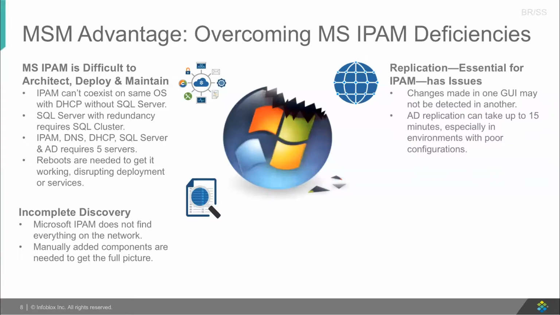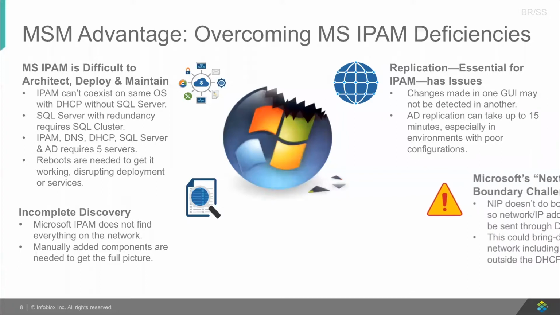That's pretty key for IPAM, right? Right, yeah, you really want that real time replication, so you have an always up to date view of the infrastructure and the IP space. What we've seen is sometimes in the Microsoft IPAM solution, when you make a change in one GUI in one environment, it may be a while before it shows up in another environment, or it may not be detected at all. And often AD replication can take up to 15 minutes, especially in environments with poor performance or poor configurations. Yeah, I'm sure that many on the call today have probably experienced some of that as well.